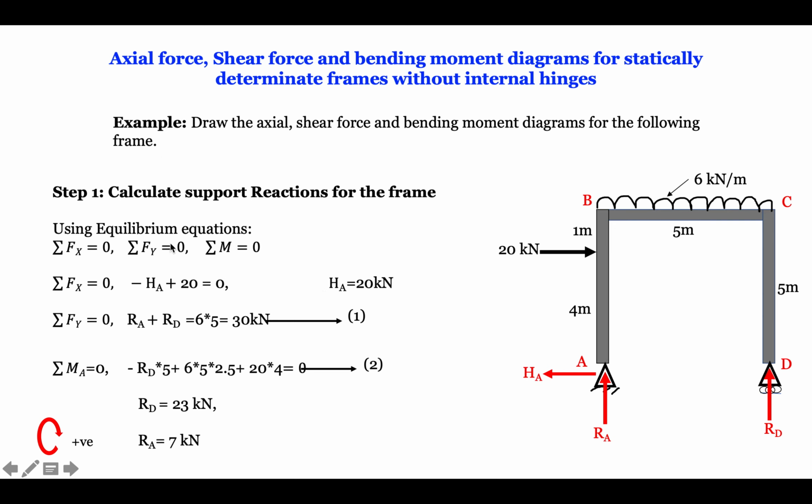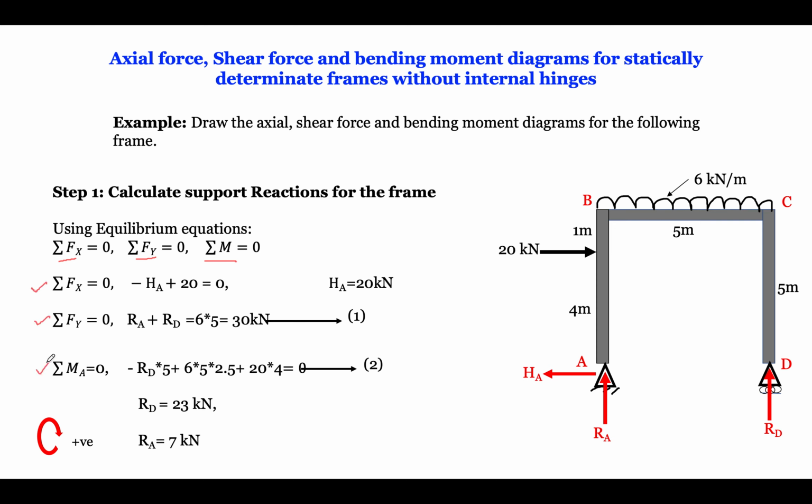Now here we have started with step number 1: calculate support reactions. For this particular frame, let us first name the frame, that is A B C D. Now the basic equations of equilibrium: summation of forces in x direction is 0, summation of forces in y direction is 0, and summation of moment is 0. Don't worry by looking at the frame and wondering how we are going to solve it. It's very simple. Every time you will use these three equations only.